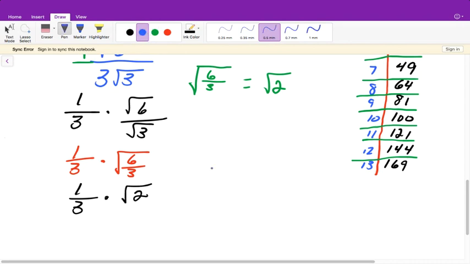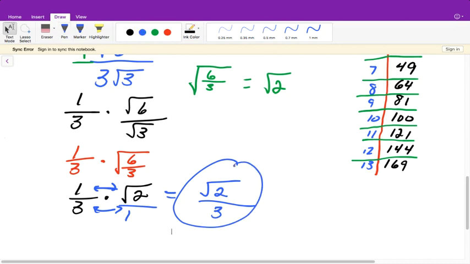And now we just multiply them into one fraction. So square root of 2 times 1 is going to give me the square root of 2. And then 1 times 3 is going to give me 3. So this is our final answer, the square root of 2 over 3.